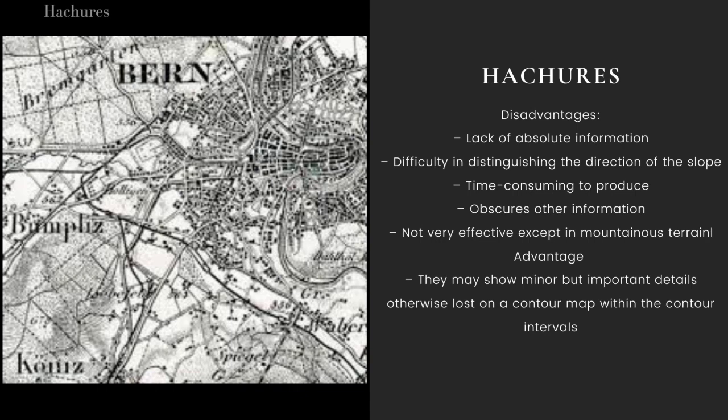Hachures. I will talk about its disadvantages and advantages. Hachures will be discussed thoroughly by the next reporter. Let's start with its disadvantages. It has a lack of absolute information, difficulty in distinguishing the direction of the slope, it is time-consuming to produce, and obscures other information. Not very effective except in mountainous terrain. Its advantage is they may show minor but important details, otherwise lost on the contour map within the contour intervals.